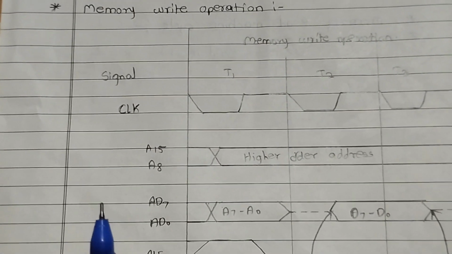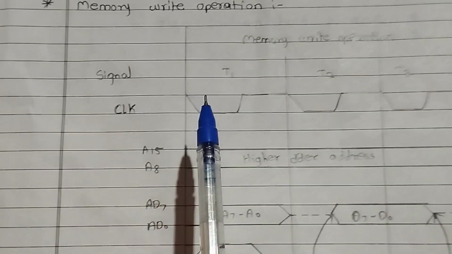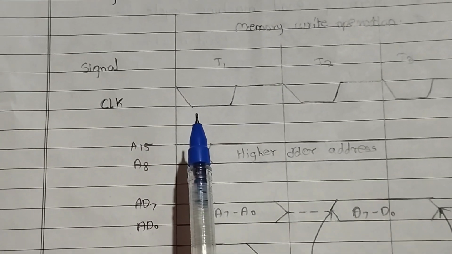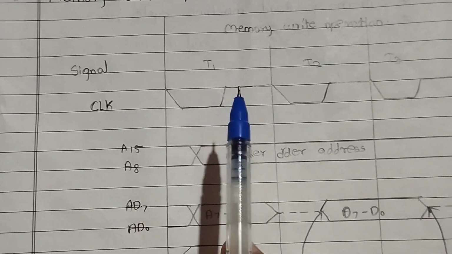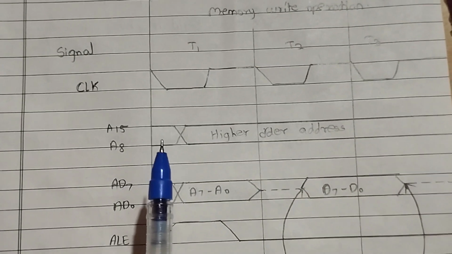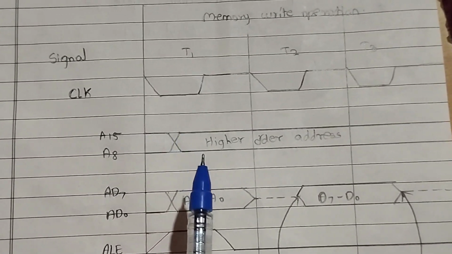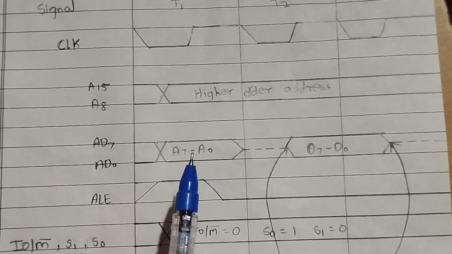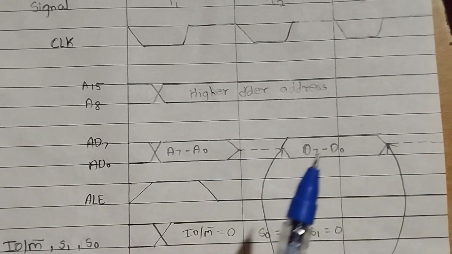Then draw the clock signal again as it is, going for decrement, then the increment. In this way, draw the clock signal first, then draw the column for the higher order addresses, then draw columns for the lower bit addresses and for the data.